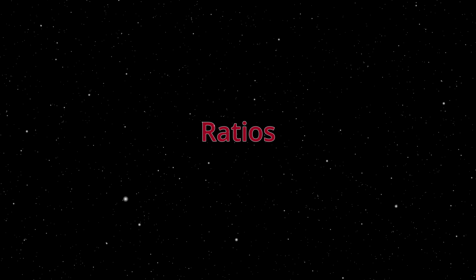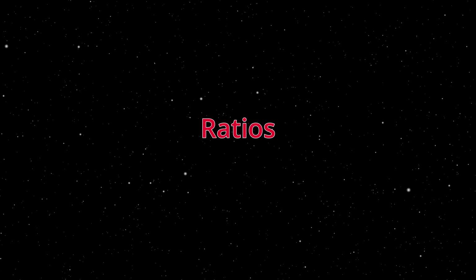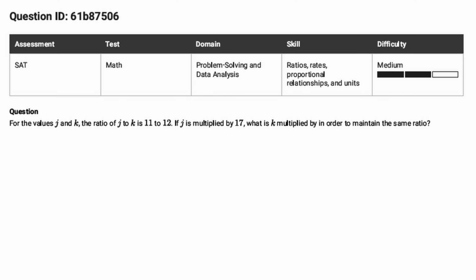Let's get right into it. The best way I could teach you guys ratios would be just to show you guys the example questions. So let's start with this one. For the values j and k, the ratio of j to k is 11 to 12. If j is multiplied by 17, what is k multiplied by in order to maintain the same ratio?